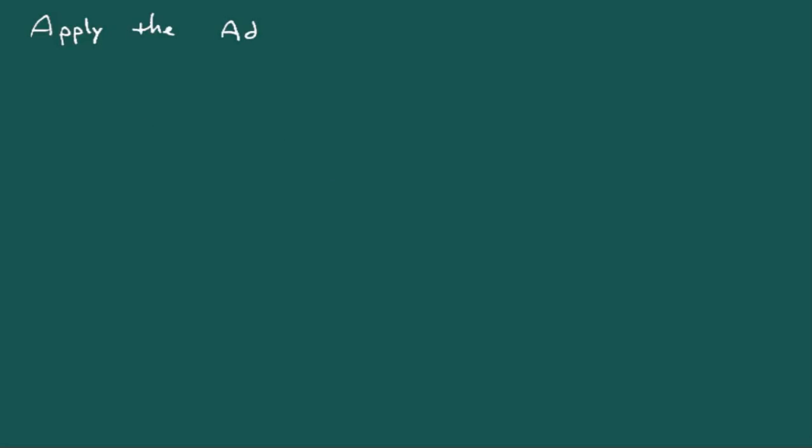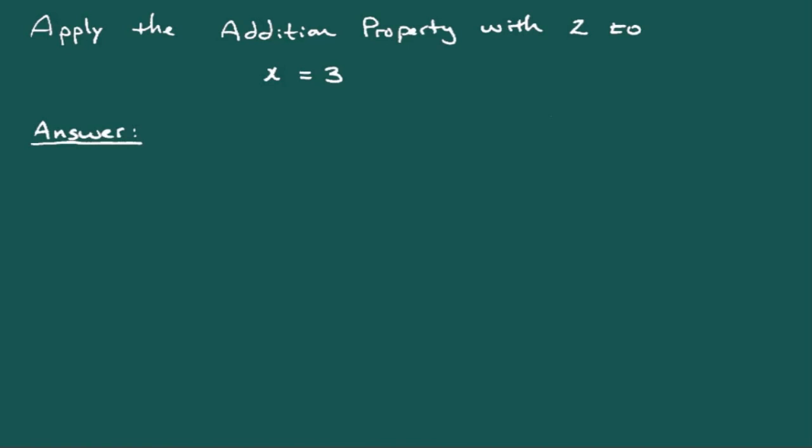All right, so let's apply the addition property of equality with 2 to an expression that we have. And so the expression that we'll start with is just going to be x is equal to 3. So now the addition property is just going to tell us that if we add 2 to both sides, then it maintains equality. And so let's see what the answer to this might actually look like.